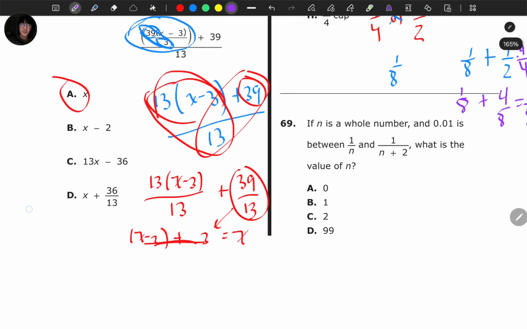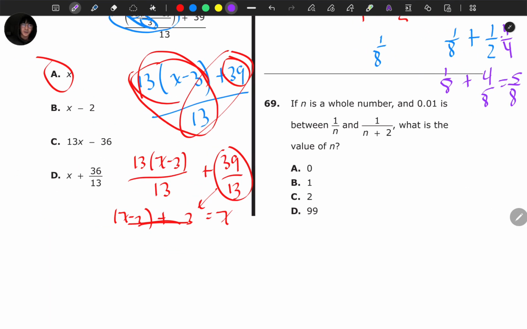Okay, last question. So if n is a whole number and 0.01 is between 1 over n and 1 over n plus 2, what is the value of n? Okay, so these are your n's, right? There's this number, 0.01, and it's being trapped in between these two bounds, okay? And the bounds are a function of n. Okay, so we need to find what is the value of n.